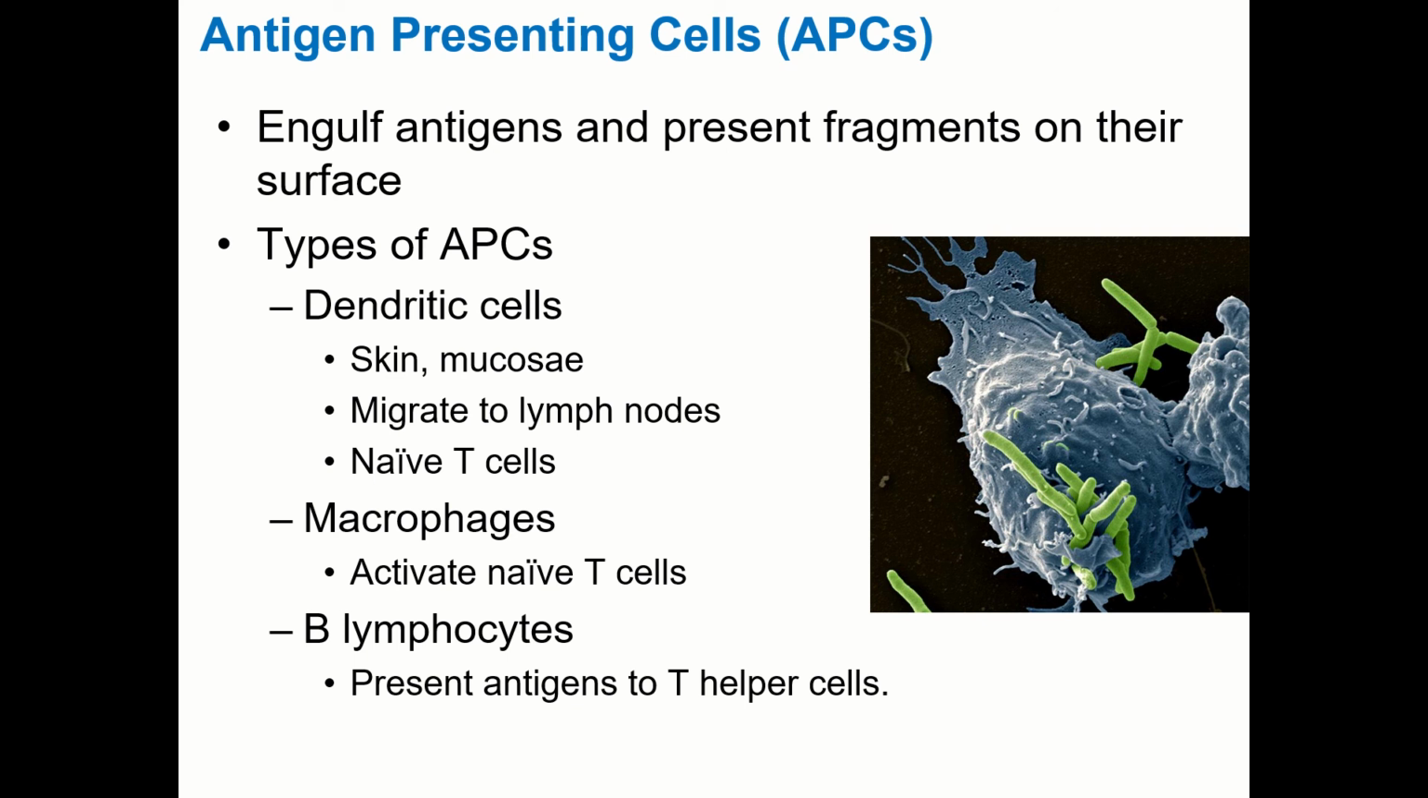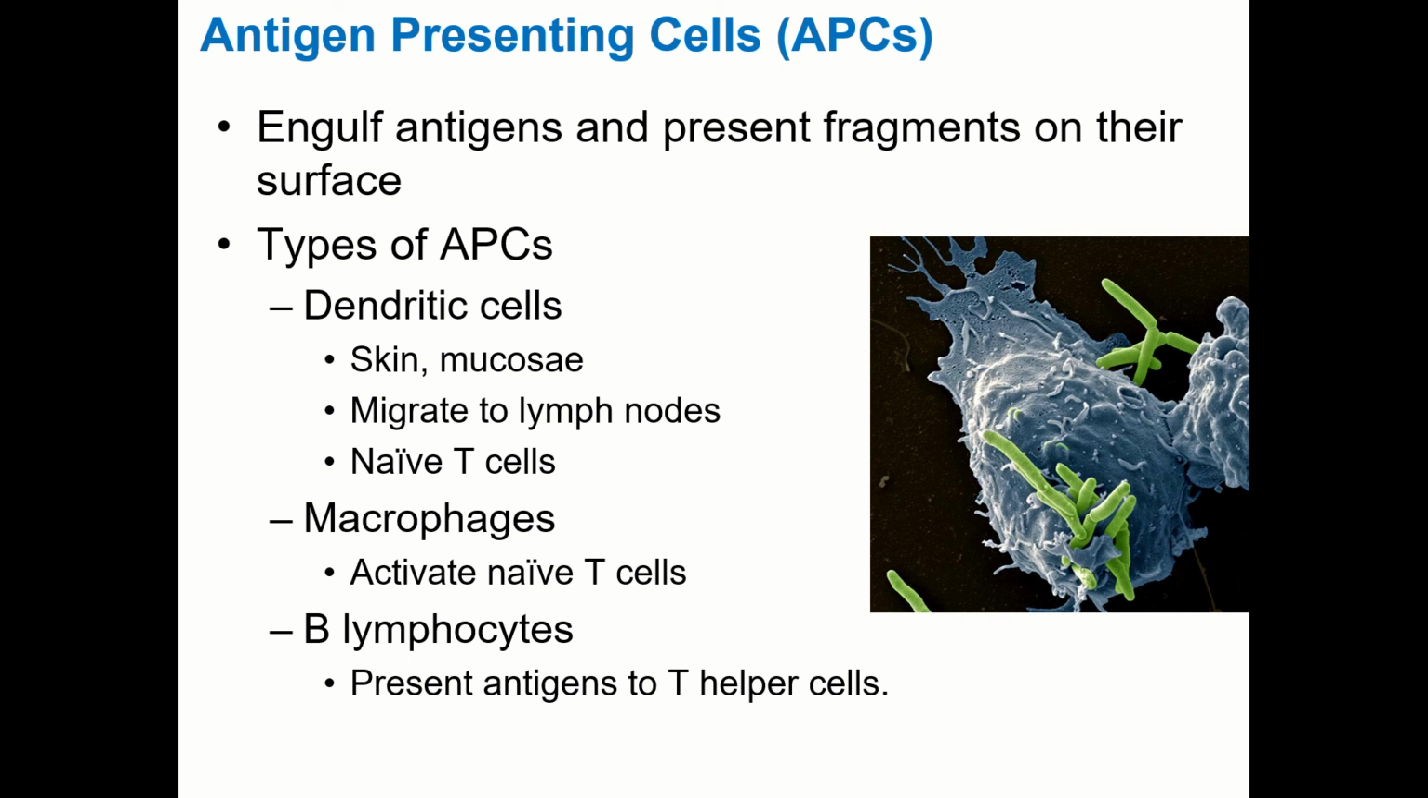So the helper T cells help by activating other cells. So that's one of the things that they can do. And they can become activated themselves, again, by these dendritic cells. They can also become activated by macrophages, as you can see there.